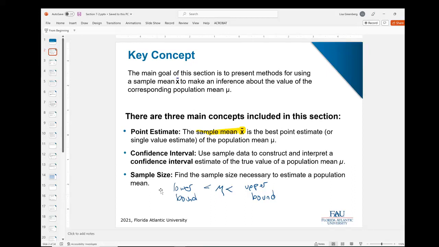And then we're also going to find sample size. Meaning that given some information, we want to find how many people we have to sample to get an estimate of the population mean. Okay.